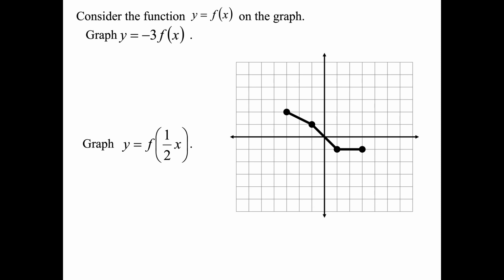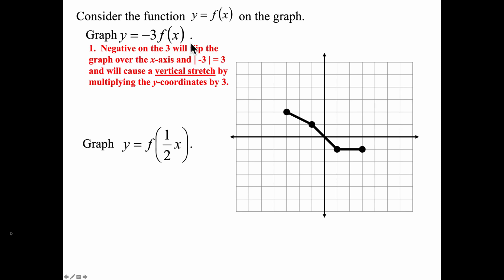Same graph if we have y equals negative 3 times f of x. All right, negative 3. That's going to be technically 2 transformations. Okay, we're going to flip it over the x-axis and then do our vertical stretch. Or, because it's all on the outside, a quicker way is just to find all the y-coordinates and multiply them by negative 3.